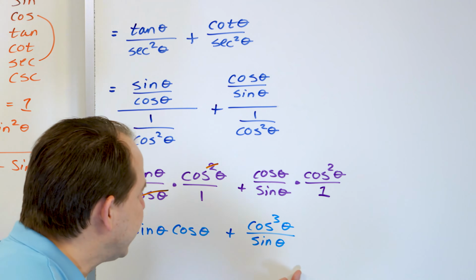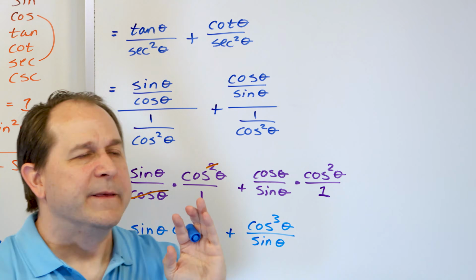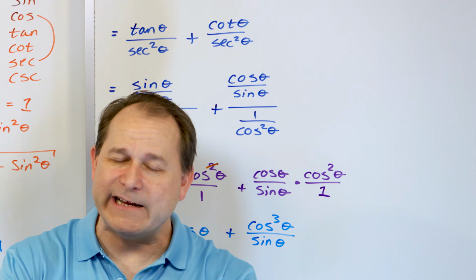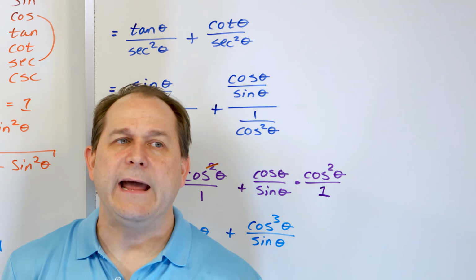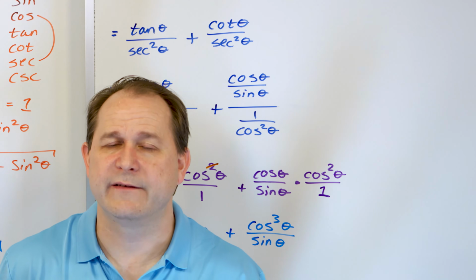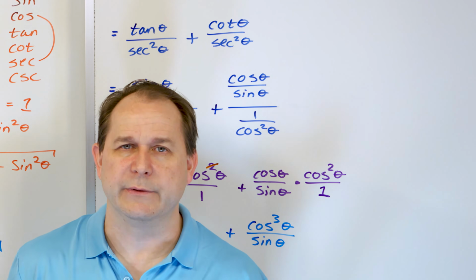Now, this does not look any simpler than this. So at this point, you're looking at it and you're like, okay, maybe I took a wrong turn. Maybe this is not going to work out. And it's true that there could be simpler ways to do this. Absolutely could be.